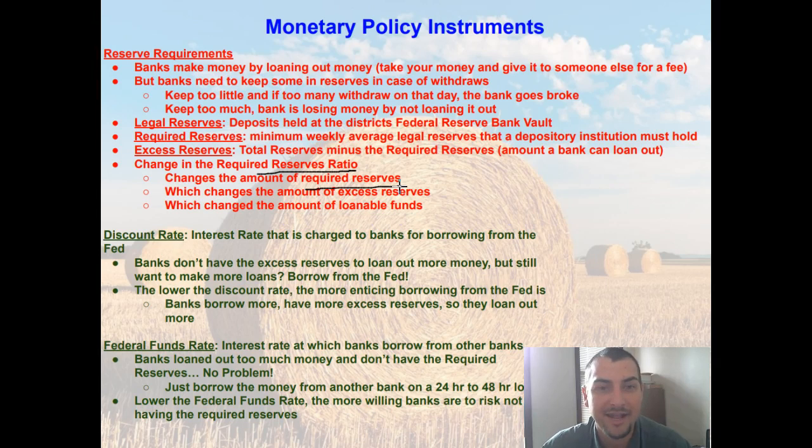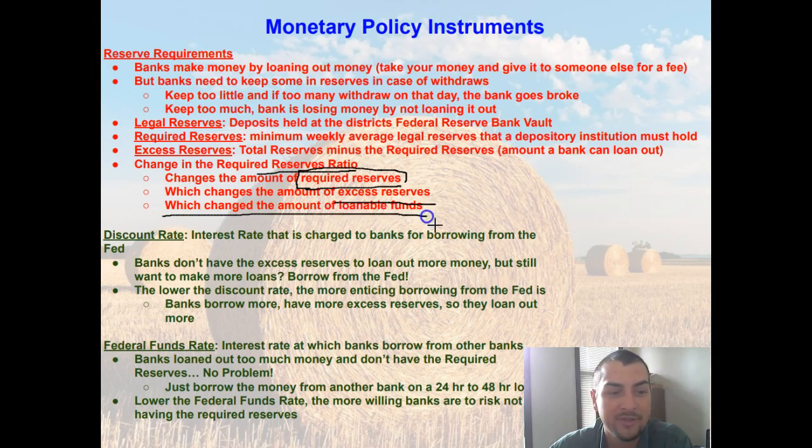Because we are changing the amount of required reserves, we're changing the amount of excess reserves. Whereas before they had $900 of excess reserves, now they only have $800 of excess reserves, which is changing the amount that this bank can loan out.